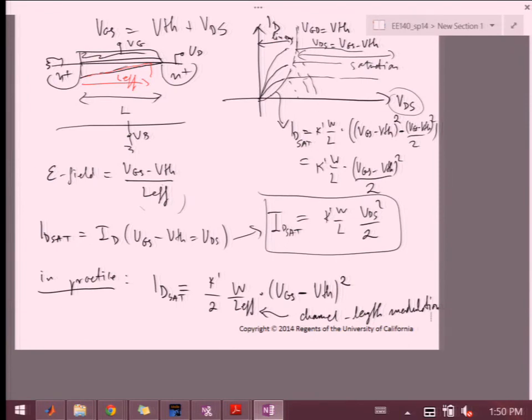So how do I go and figure out what really the effect of this L effective is? If you remember, we had a similar effect of this modulation in the bipolar transistor. Can anybody recall where that was happening? In the base, right? So what was causing the base width to modulate? Yeah, the voltage at the base collector junction was causing that depletion width to change and to shrink the effective base width, right?